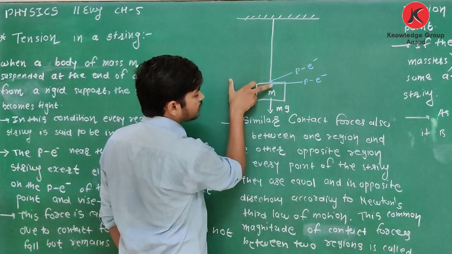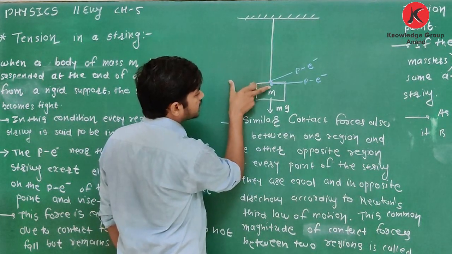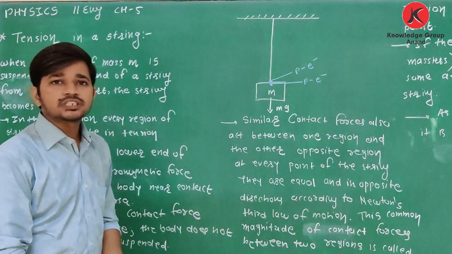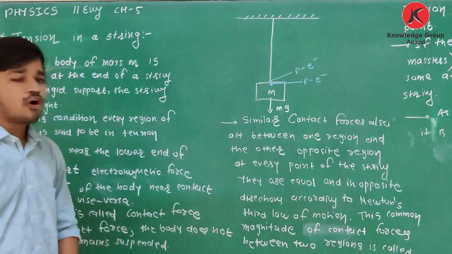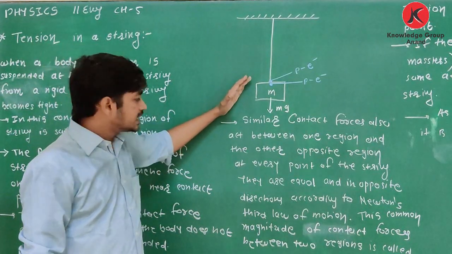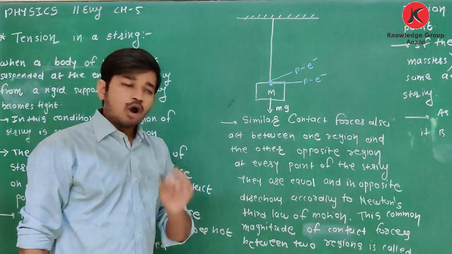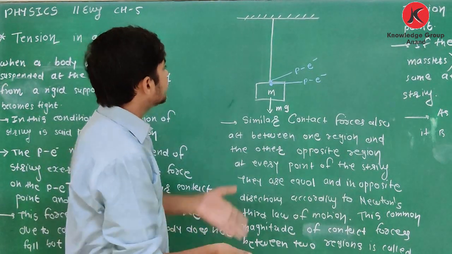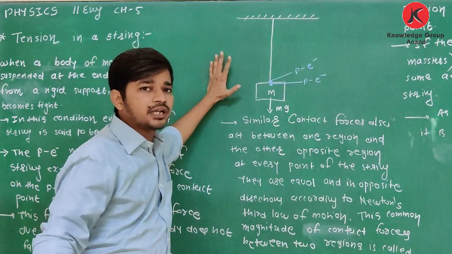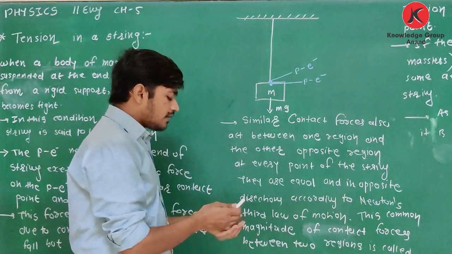Okay. So yes, again, the string exerts some electromagnetic force on the block, and the block exerts some electromagnetic force on the string, and due to such contact forces, this block does not fall down and remains suspended. Clear about this? Also, see, this string becomes tight, but it does not break. Okay, so why does this happen?